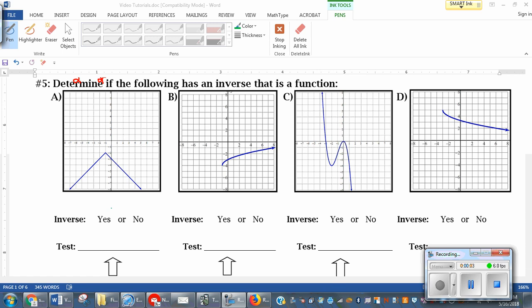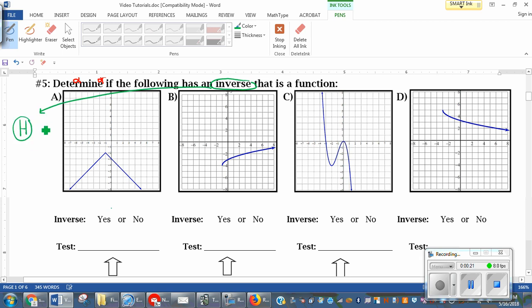Alright guys, number 5. So one of the things that you have used over the past few years to determine if something is a function is called the vertical line test. Well, in this question specifically, they want to know, is the inverse a function? So if I want to know is the inverse a function, I actually want to use the horizontal line test, which is similar to the vertical line test, but on a horizontal line, if I hit more than once, that's a fail.